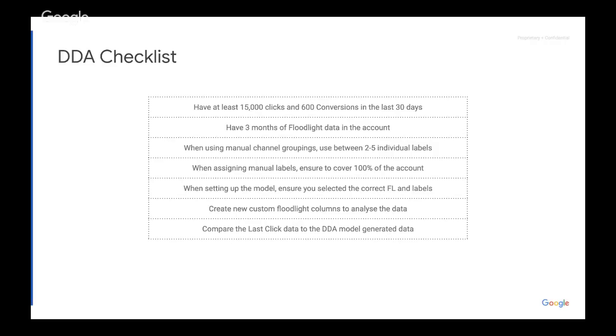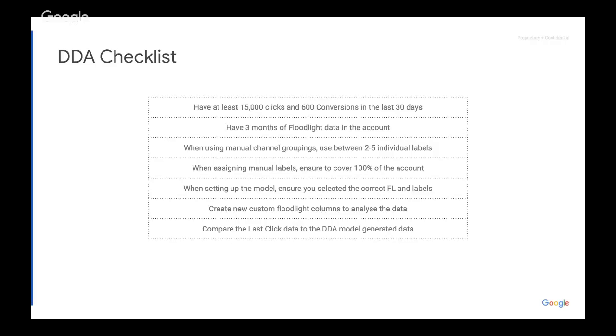So maybe just to run through it really briefly, make sure when you set up the DDA model that you have 15,000 clicks or roughly 600 conversions in the last 30 days. If you do not have that amount, it might lead to errors when you create the DDA model. Once you create it at the beginning, make sure that you already have 3 months of floodlight data in the account. This is important because we look at the last 90 days initially when we create the model. So make sure that you have that already in the interface.